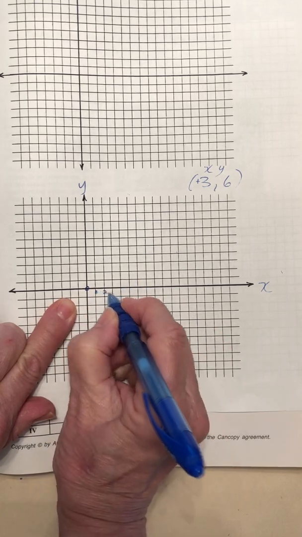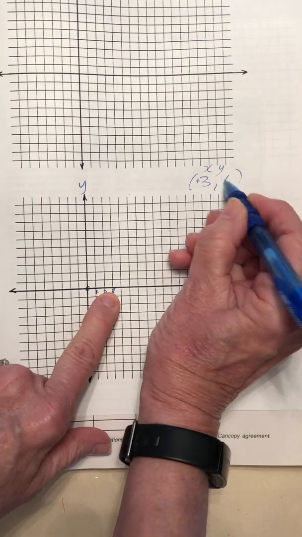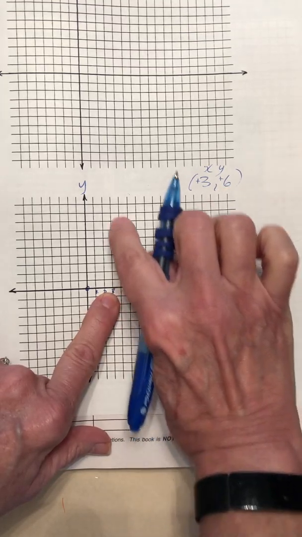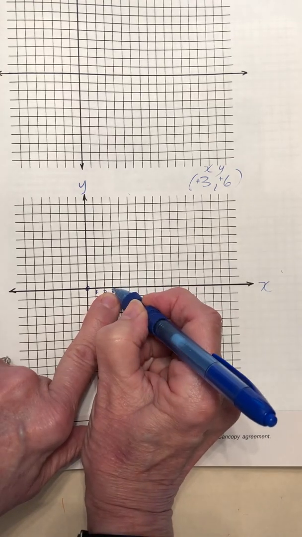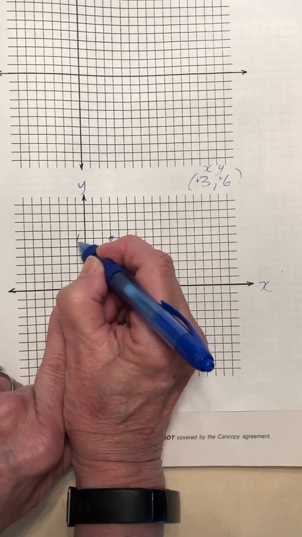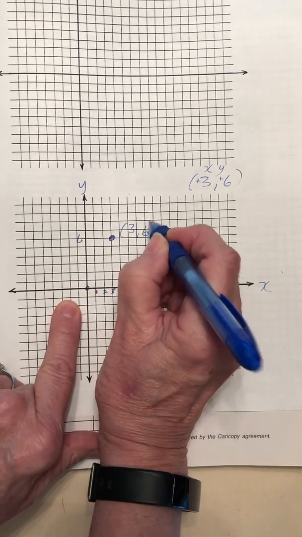This is telling me on the x-axis go positive 3, so that would mean 3 jumps to the right. Sometimes you'll see numbers on these lines, so I would go here to 3, and the next value is a 6 and it's positive. The next value is telling you how many jumps to go up. So I would go 6 jumps up, 1, 2, 3, 4, 5, 6. So that is the point called 3, 6.